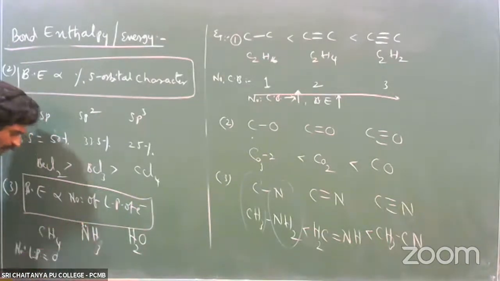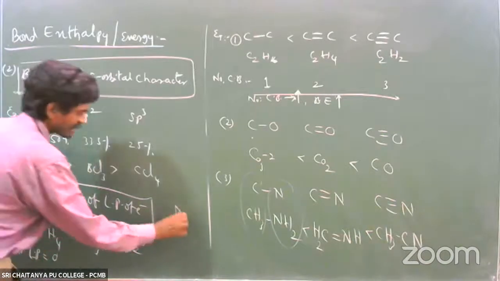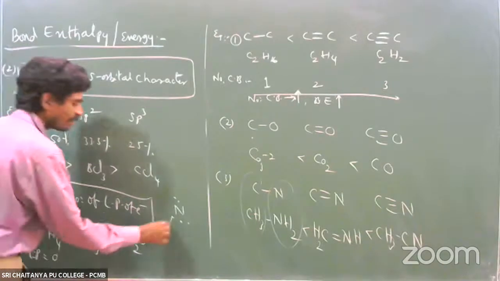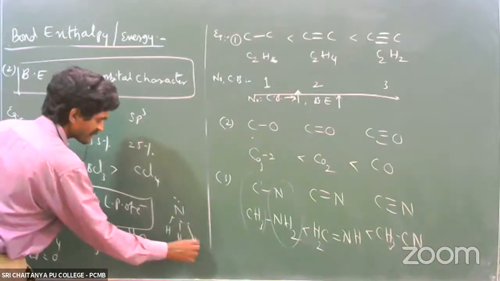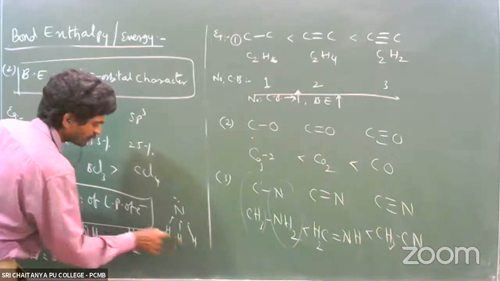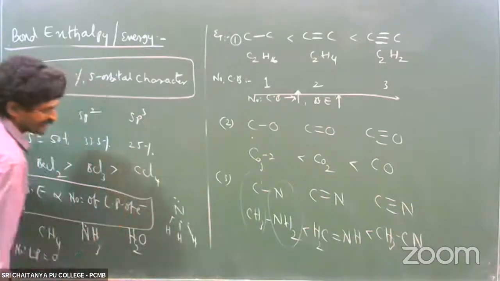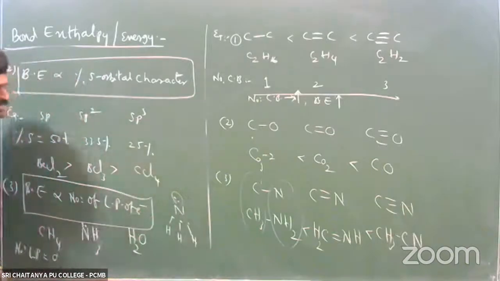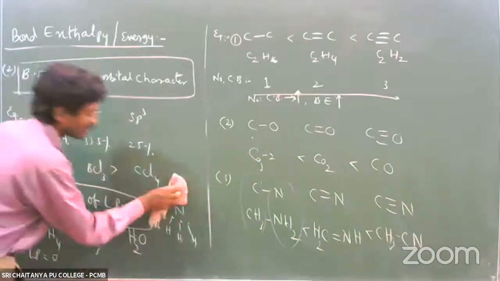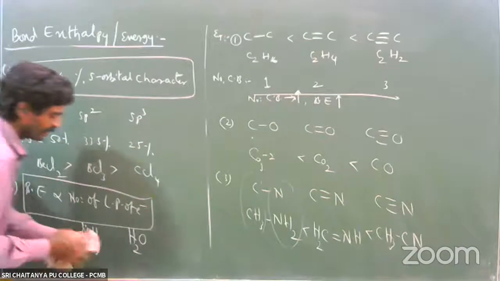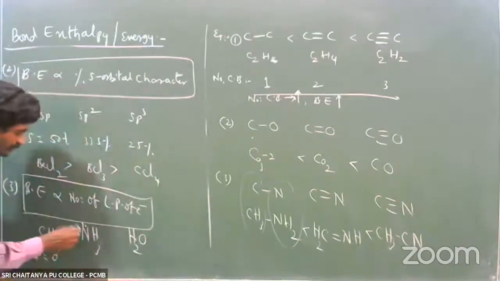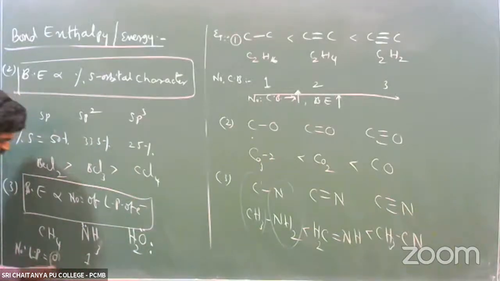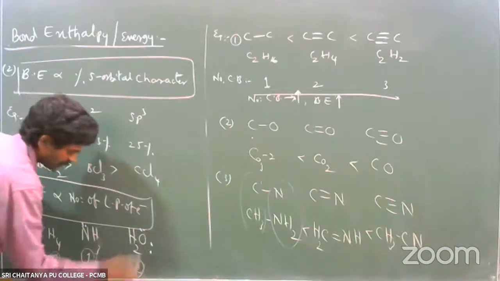Here on nitrogen one lone pair is present. Nitrogen has 5 valence electrons. Among the 5, it utilizes 3 valence electrons to form 3 covalent bonds with 3 hydrogens, and still 2 electrons are not involved in bond formation. They are lone pairs, or non-bonding electron pairs. There are 2 electrons, 1 pair, so 1 lone pair is present over nitrogen. In the same way, oxygen has 2 lone pairs. Here 0 lone pairs, here 1 lone pair, here 2 lone pairs.